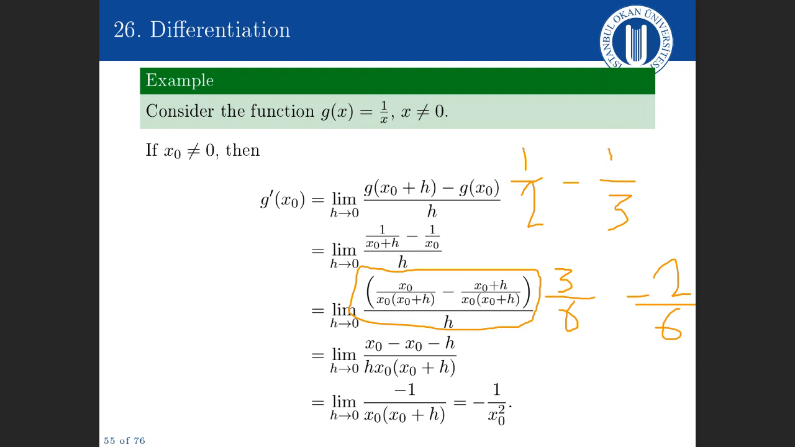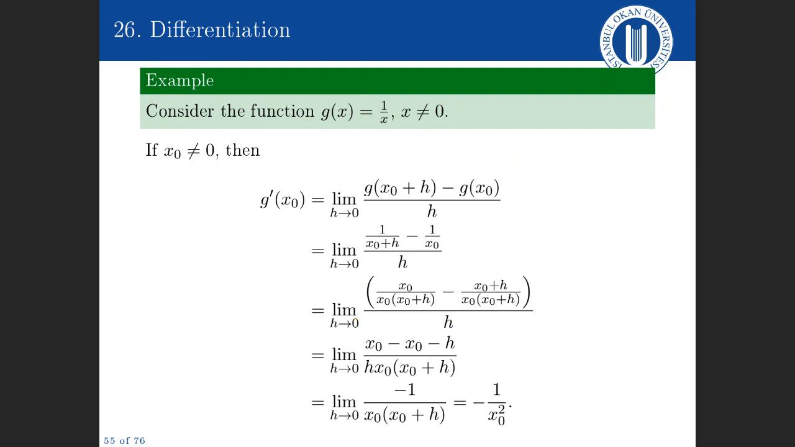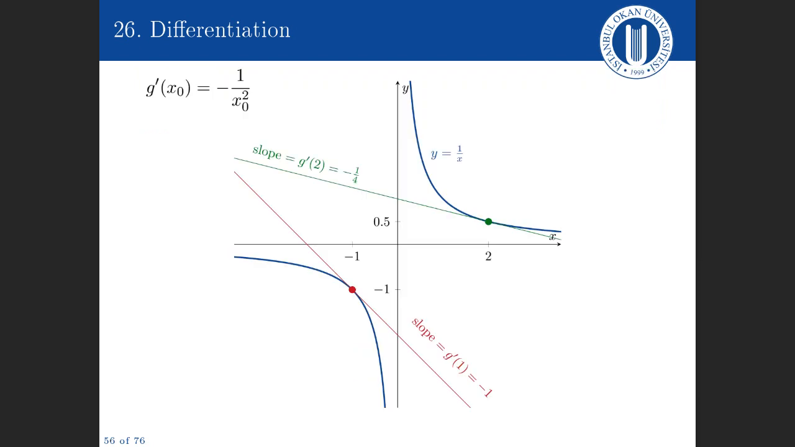And then after I've done that, x0 minus x0 will cancel, and then h on the top will cancel with h on the bottom, and we end up with minus 1 over x0, x0 plus h. At this point, because we're not dividing by 0, we can replace h by 0 to get minus 1 over x0 multiplied by x0. And then we're finished. The derivative of 1 over x at x0 is minus 1 over x0 squared. And I can show you the graph of this function.